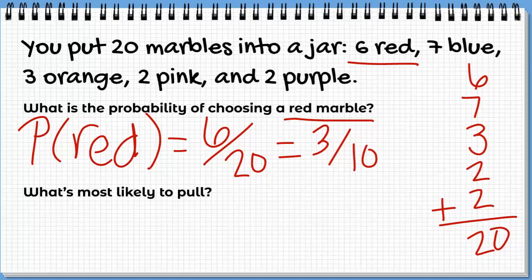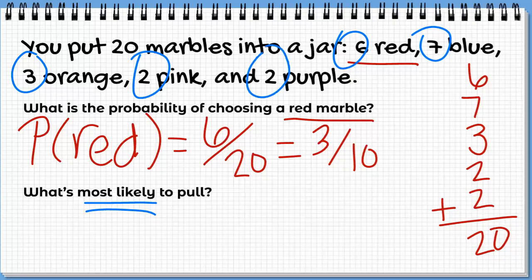Now this next one, it's not necessarily numerical, but we want to know what's most likely to pull. Well, if I have 6 red, 7 blue, 3 orange, 2 pink, and 2 purple, I'm more likely to select blue because there are more blue marbles in the jar. I would be equally likely to select pink or purple because those have the same amount. Red would be more likely than pink because there were more red than pink.